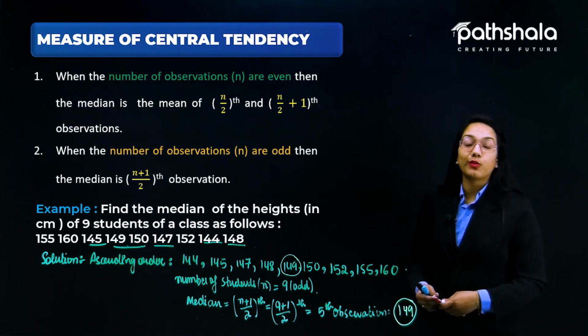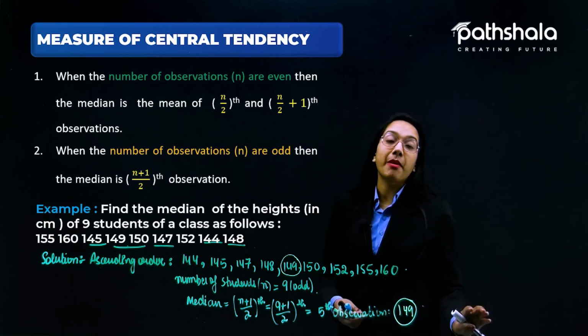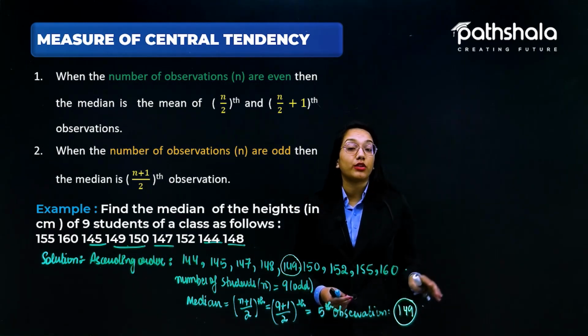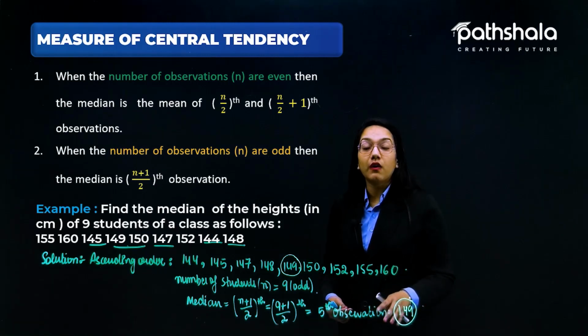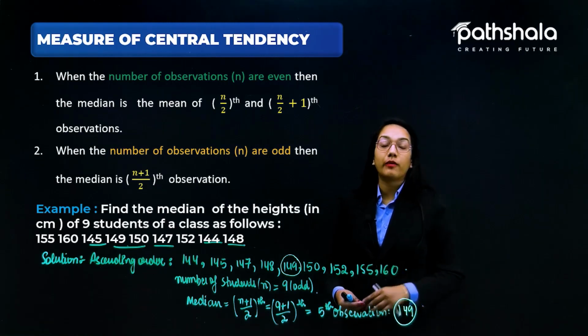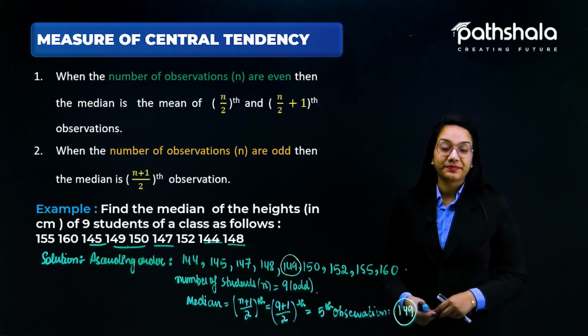And in case they are even, we just have to look out for the mean of the n by 2 and (n by 2 plus 1)th observation in the same manner. But always remember that the very first step to find the median is arranging the data in ascending order or descending order. So this is the way we can find the median of the ungrouped data.